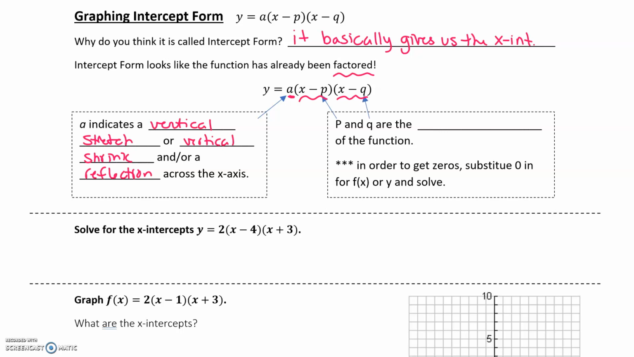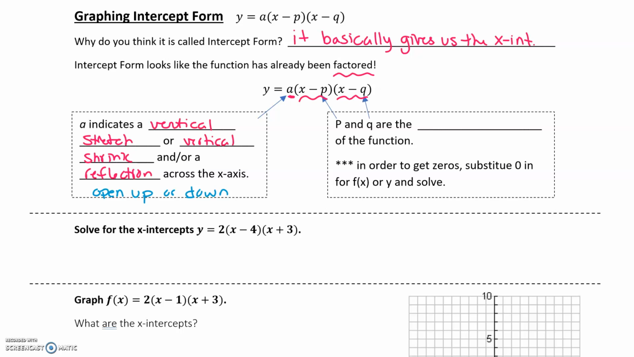across the x-axis. Now when we talk about the reflection across the x-axis, this is just talking about whether it's going to open up or whether it's going to open down. If it's opening down, it's been reflected. That's why we have a negative value in there for our A.